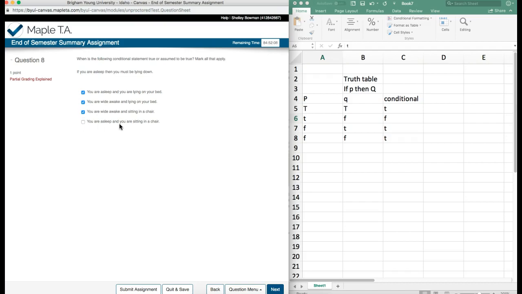The last one, you are asleep and you are sitting in your chair. So I've affirmed this first part. I am asleep, but I'm sitting in a chair, so that's false, and that gives me the false conclusion, or the false entire conditional statement. So there are three answers here that are all true.